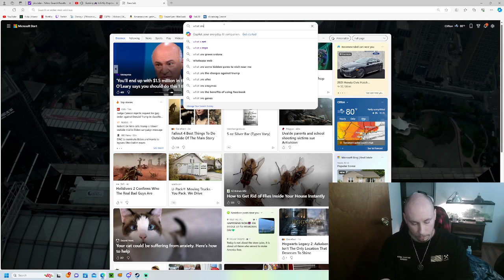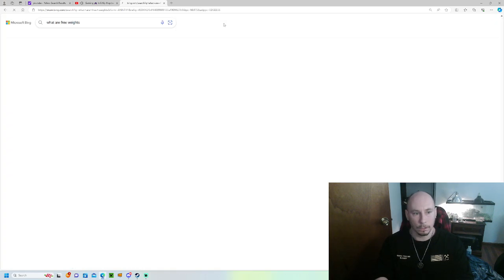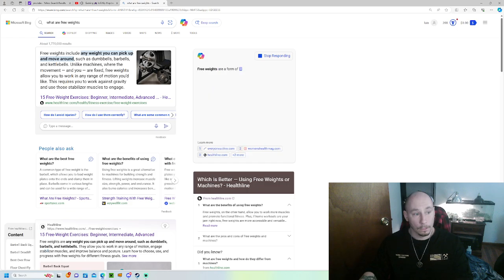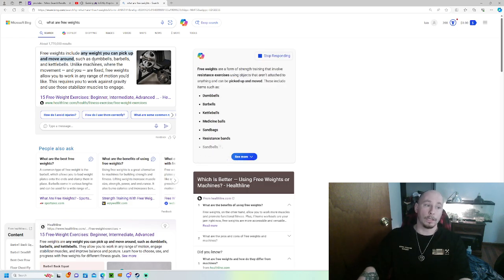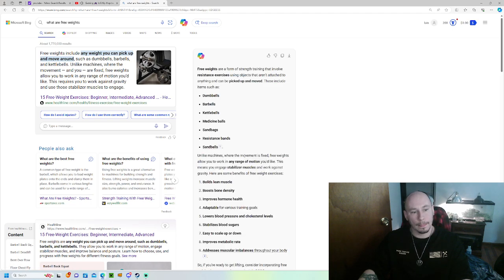So, what are free weights? I know how to spell. Free weights include any weight you could pick up and move around, such as a dumbbell, a barbell, a kettlebell. It's pretty much what a free weight is. Sandbags, medicine balls, sandbells. I don't know what a sandbell is. Never heard that. Resistance band. That's what free weights are.